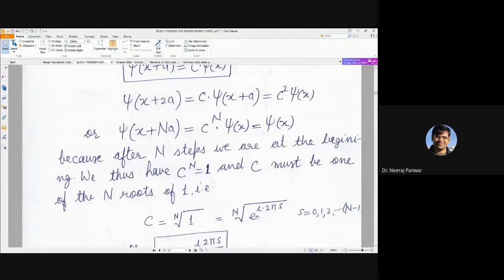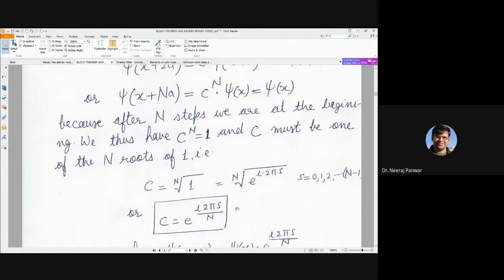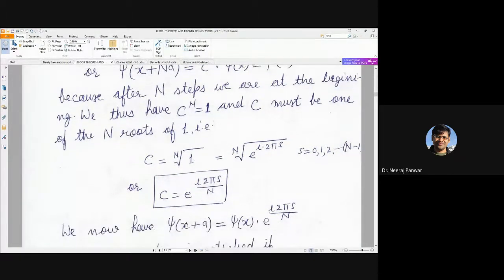We can write c equal to the nth root of 1, and 1 can be expressed in terms of e to the power i 2 pi s, because if you expand e to the power i 2 pi s, it will be cos 2 pi s plus i sine 2 pi s. And whenever you have cos 2 pi of something, it would always give 1, and sine 2 pi of something would always give you 0. Therefore, 1 can be written as e to the power i 2 pi s, where s is from 0 to N minus 1. So c could be written as e to the power i 2 pi s upon capital N. Therefore, psi x plus a can be written in terms of psi x times e to the power i 2 pi s upon N.